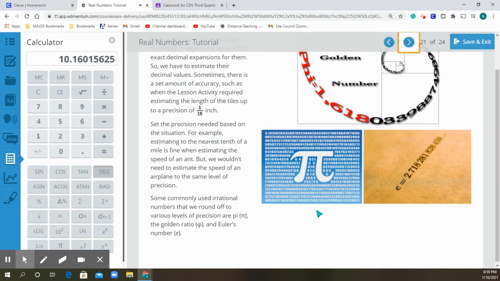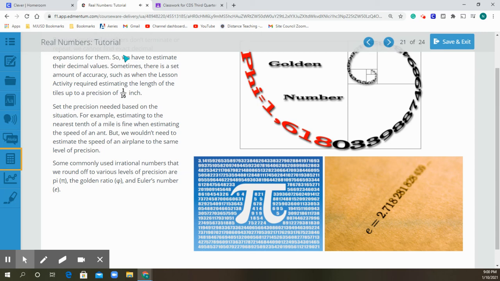Because irrational numbers don't terminate or repeat, we cannot find exact decimal expansions for them, so we have to estimate their decimal values. Sometimes there is a set amount of accuracy, such as when the lesson activity required estimating the length of the tiles up to a precision of 1/16 inch. Set the precision needed based on the situation. For example, estimating to the nearest tenth of a mile is fine when estimating the speed of an ant, but we wouldn't want to estimate the speed of an airplane to the same level of precision. Some commonly used irrational numbers that we round off to various levels of precision are pi, the golden ratio, and Euler's number.